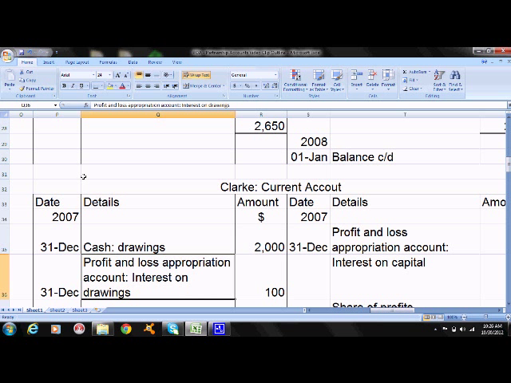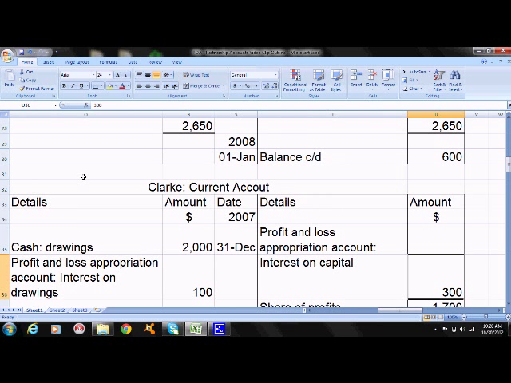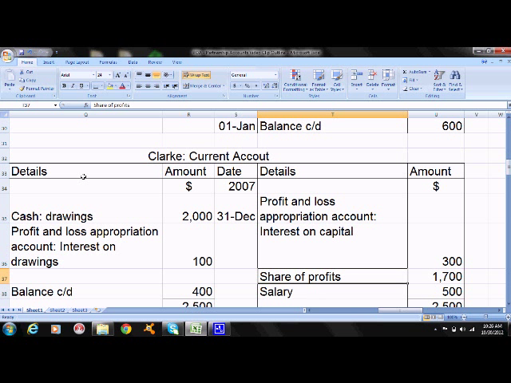And as usual, we debit the current account with interest and drawings from the profit and loss appropriation account, which is $100. We then credit the current account with interest on capital from the profit and loss appropriation account, which is $300 for Clark, as you may remember.